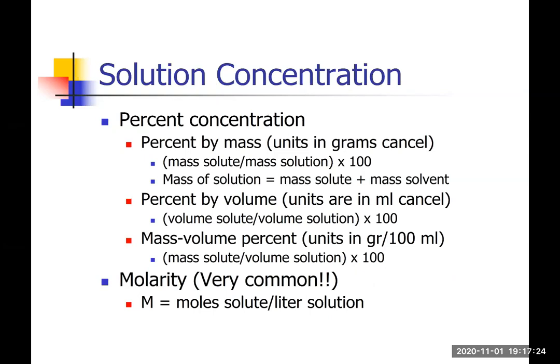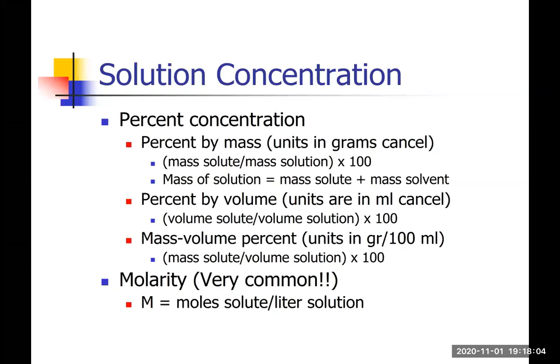This brings us to talk about quantitative concentration. So we've talked a lot about qualitative concentration. Let's talk about quantitative concentration that we can get an actual value for. The first type of quantitative concentration we're going to discuss is percent concentration. That is percent by mass, where the units are in grams. And the grams cancel because we have mass of the solute over mass of the solution. The grams cross cancel. We multiply times 100, and so our units are literally percent.